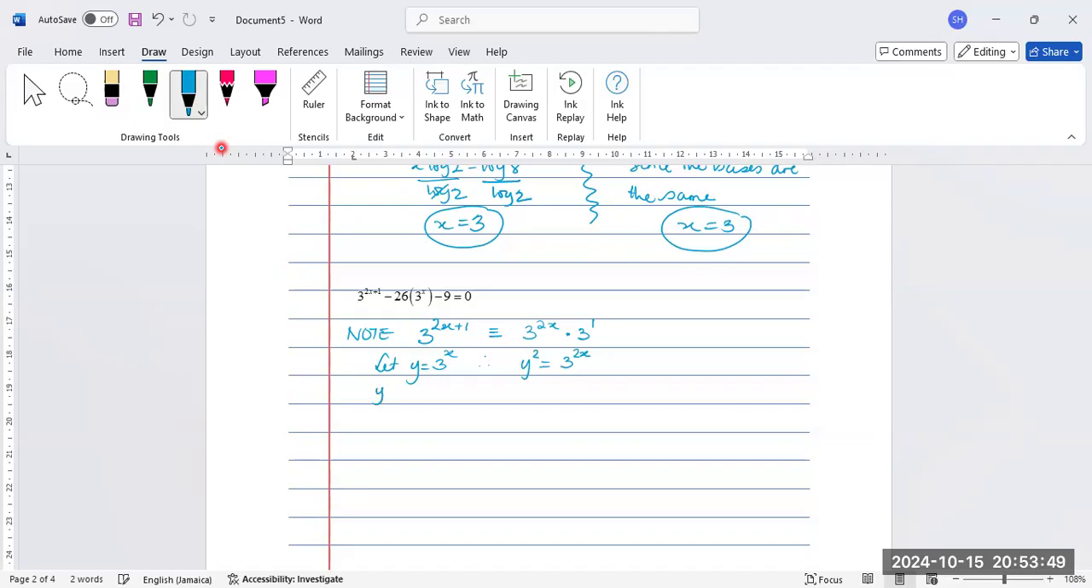So look at what I'm going to do now. I'm going to call this y squared times 3 to the first power, which is 3. Then it's 26 times y minus 9 equals 0. That now becomes 3y squared minus 26y minus 9 equals 0. I'm multiplying the coefficient of y squared, which is 3, by the constant, 9.